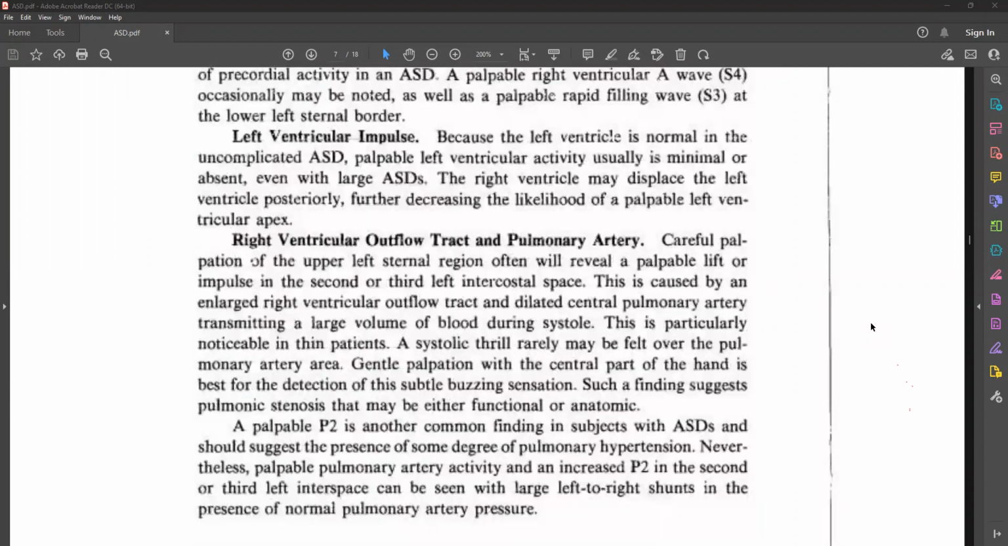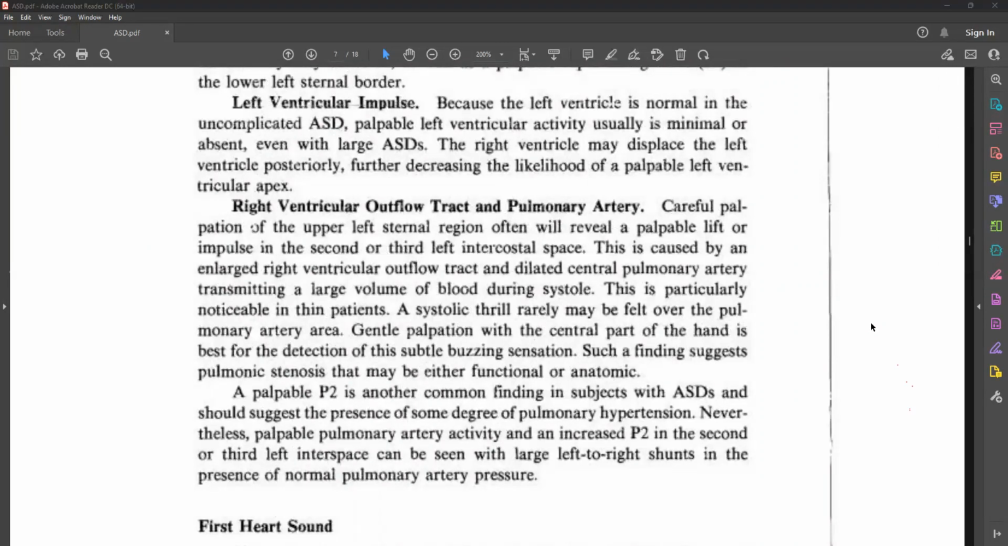Now, another thing you need to remember is the palpability of the P2. This again is very similar to what I have just explained. A palpable P2 we will always attribute to pulmonary hypertension, isn't it? So that's what is given here: palpable P2 is another common finding in subjects with ASD and should suggest the presence of some degree of pulmonary hypertension. I'm just reading this paragraph.